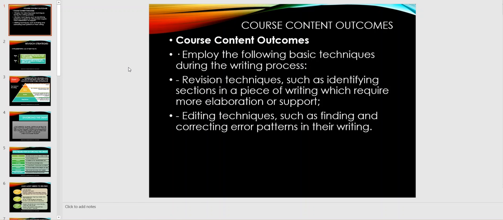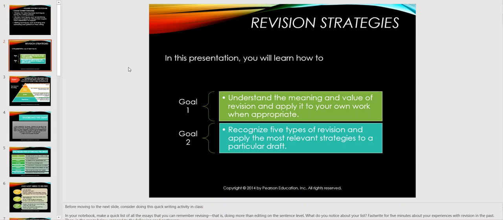So, some of the strategies that we see here for revision: understand the meaning and value of revision and apply it to your own work when appropriate, and recognize the types of revision and apply the most relevant strategies to a particular draft.